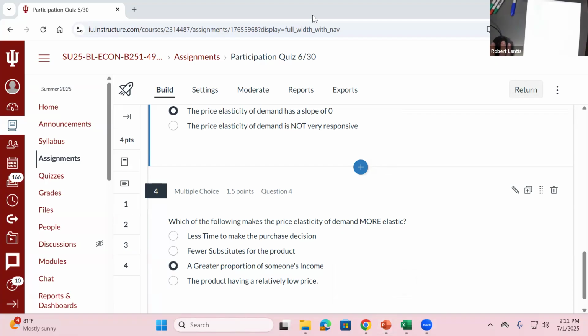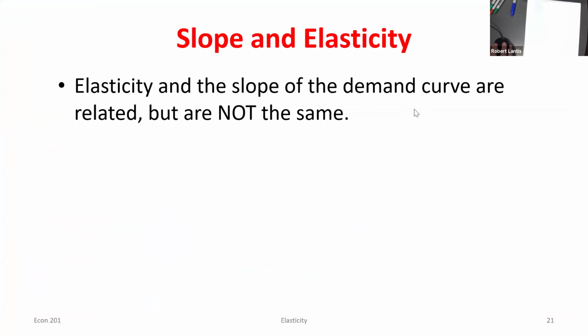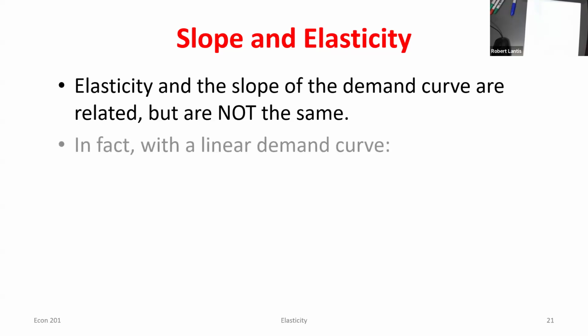Any questions over any of those questions before we jump back into the slides here? Okay. So we talked about this last class, and I just revisit it in this perfectly elastic example. We said the slope is 0, the elasticity of demand would be infinite. So they're not the same thing, but they are related.